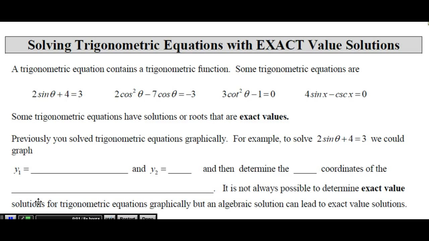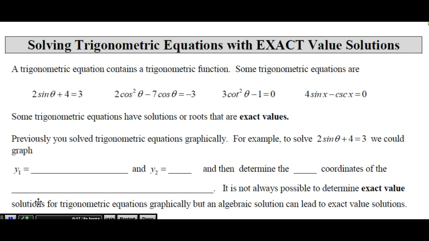Okay, solving trig equations with an exact valued solution, right? Which means the whole unit circle: pi over 3s, pi over 2s, over 4s, over 6s, all that good stuff.